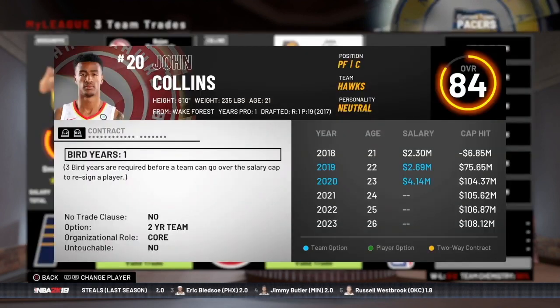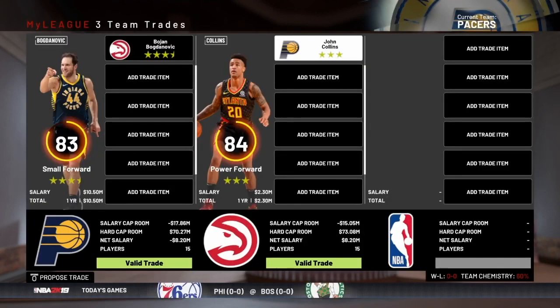Also, you don't have to trade for players on the same number of years left on their contract. Here, John Collins, for example, with the Hawks, if I wanted to trade Bogdanovich to the Hawks for Collins, you can see that it's 2.3, 2.69, 4.14. The total of his contract is close enough to the $10.5 million that is left on Bogdanovich's contract that it makes it a valid trade, because the total value of the contract, regardless of the number of years, is within the range that the trading system will approve and say that it's a valid trade.